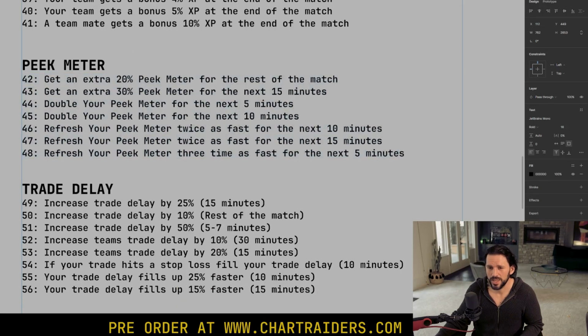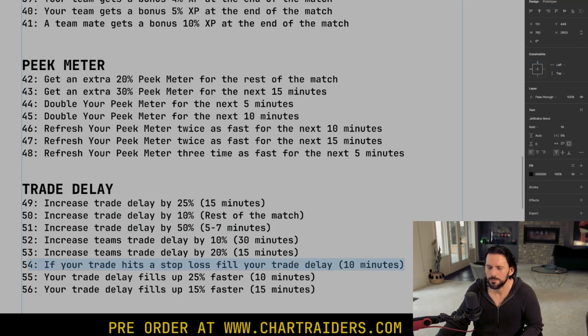We've got trade delay, increase your trade delay. Again, the action bar doubles up here again as well, just to say that before we start. Increase trade delay by 25% for 15 minutes, 10% for the rest of the match, 50% for 5 to 7 minutes. Your team's trade delay gets increased by 10% for 30 minutes, 20% for 15 minutes. If your trade hits a stop, fill your trade delay.